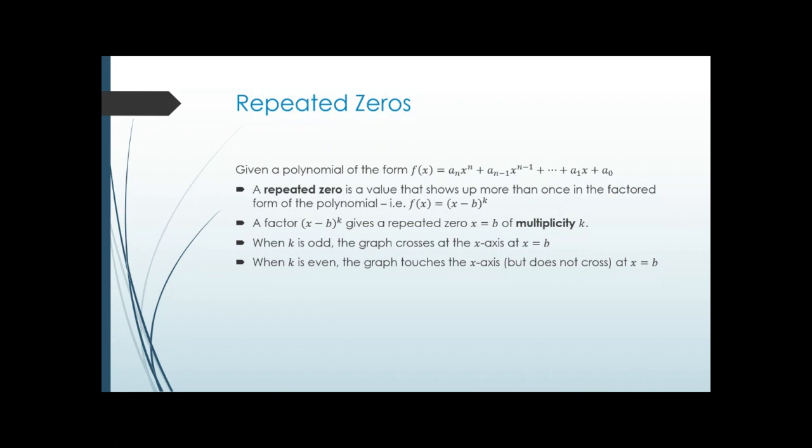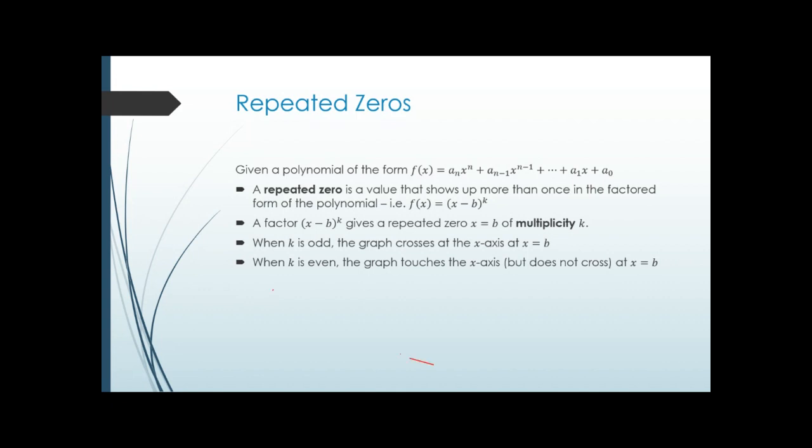Sometimes you can solve and get the same number, or you factor and you get the same thing showing up more than once. The multiplicity is how many times that showed up when you factored. What's special about the multiplicity is what it does to the graph. If it has an odd multiplicity, so if it only shows up once or maybe it shows up 3 times, the graph crosses the x-axis.